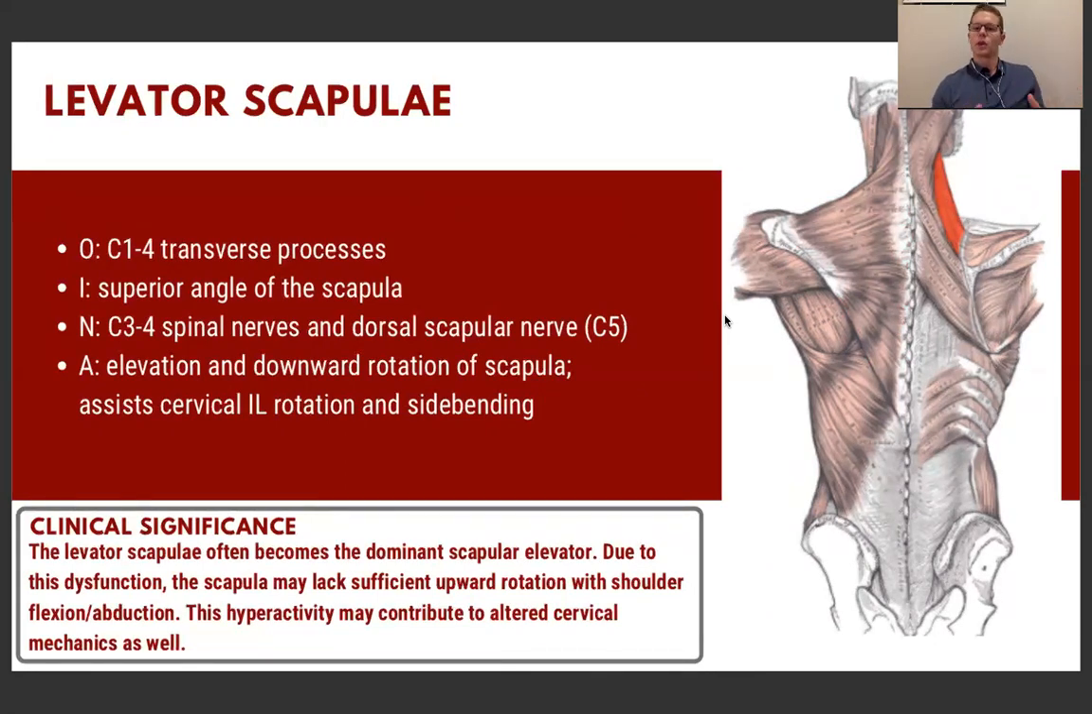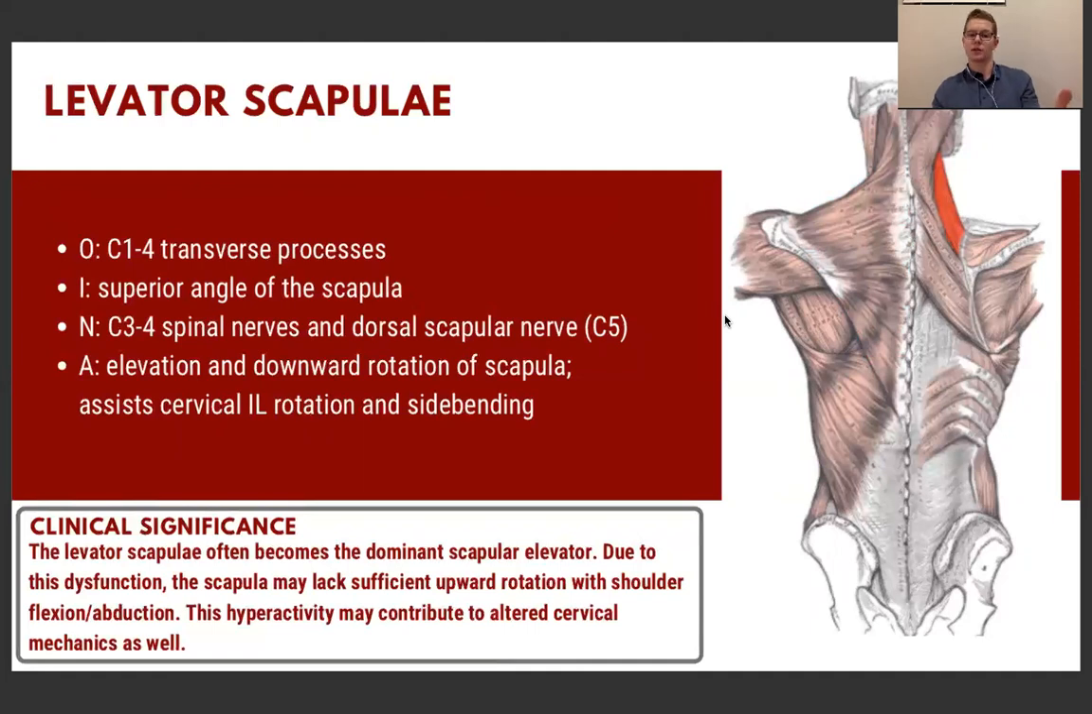This one has similar function to the upper trap, but is slightly different as we discussed. So they both are elevators of the scapula, but the levator is a downward rotator as well. So the upper trap helps with the upward rotation. The levator downwardly rotates. It also has some cervical contribution, so it helps with cervical rotation and side bending.